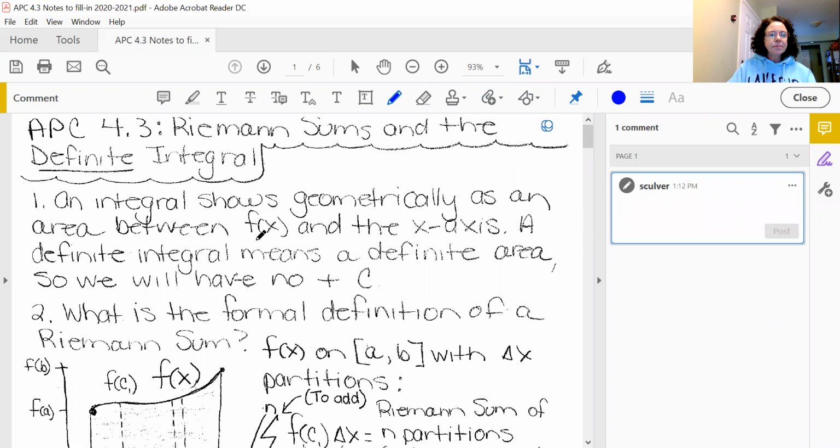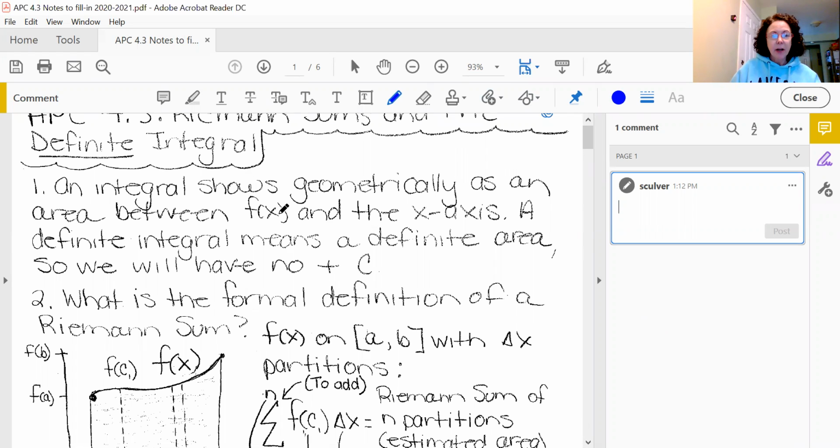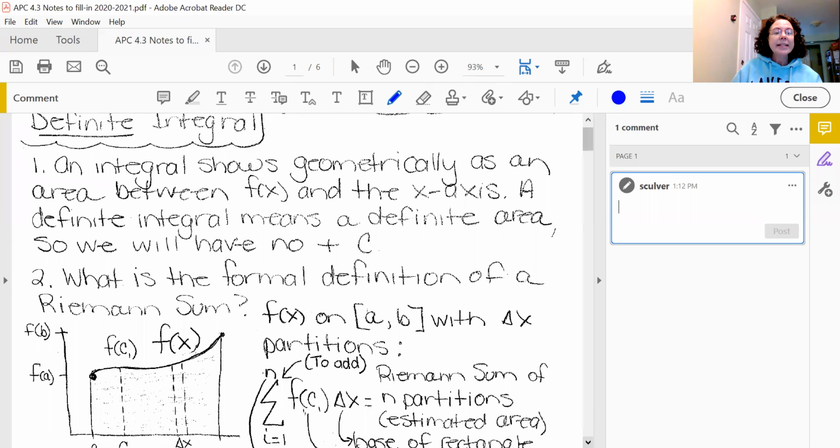So here we go. Number one: an integral shows geometrically as an area between the function and the x-axis. We've talked about that a few times now in Riemann sums and in section 4.2. Okay, a definite integral means a definite area then.